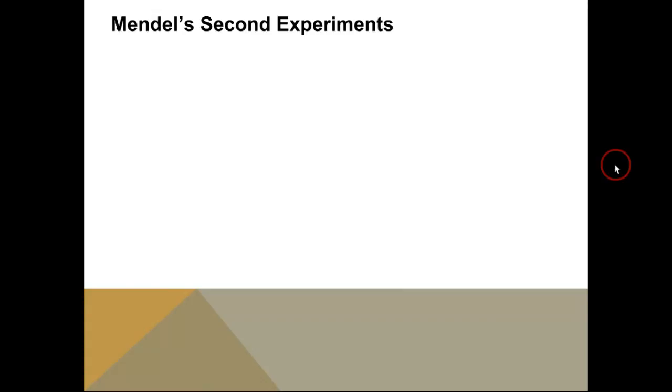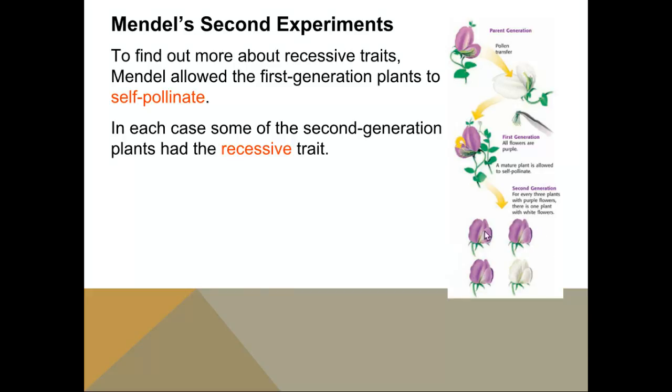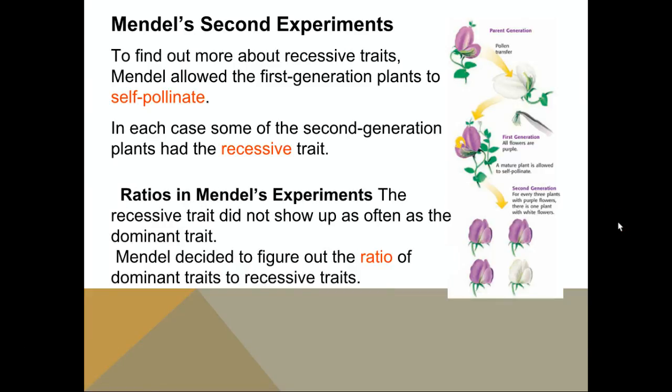Mendel's second experiment. So then what he did was he took that first generation and he allowed those plants to self-pollinate. So again, he crossed in the parent generation 2 purebreds. Then in the second set of experiments, he had that first generation self-pollinate. When they self-pollinated, what he found in that second generation is some of the plants were the recessive trait. The one that you did not see at all in that first generation now shows up in that second generation. The recessive trait did not show up as often as the dominant trait. So even though it has shown up now in the second generation, it's not showing up as often.